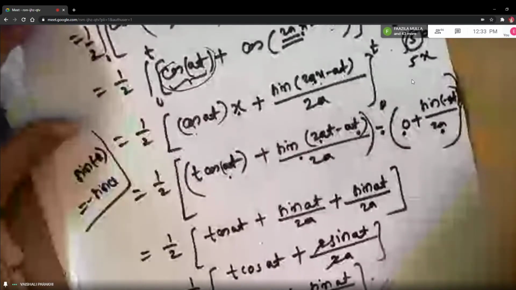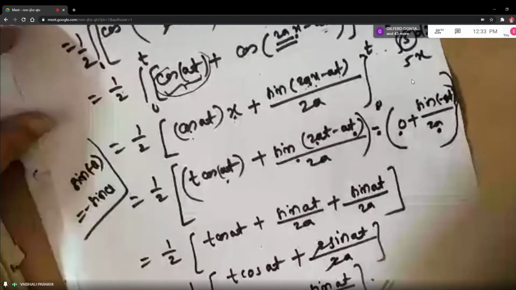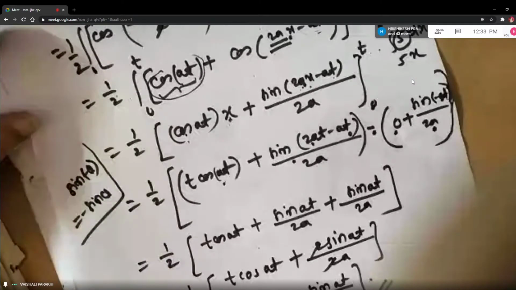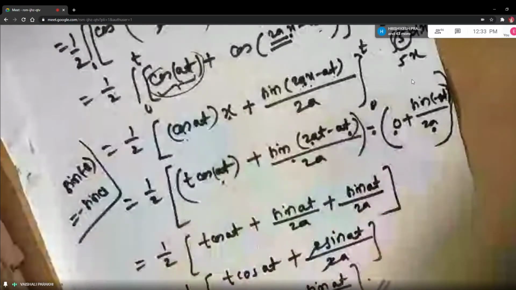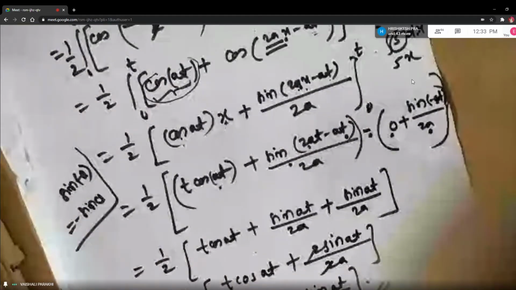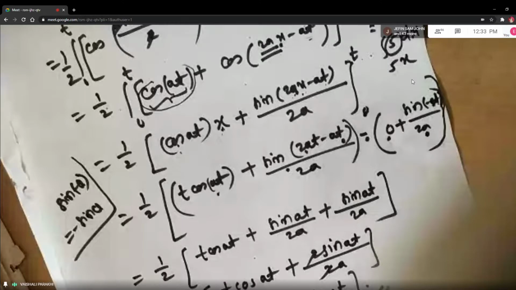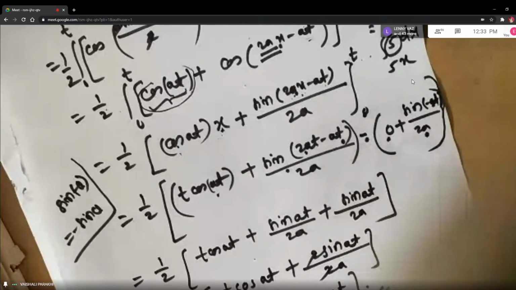Ma'am, where does the plus c go? In integration, at the end, there is a plus c. That plus c is for indefinite integral. When there are no limits and you are integrating, there will be plus c. But when you are solving a definite integral, along with the limits, there will not be plus c. Okay. Yes.